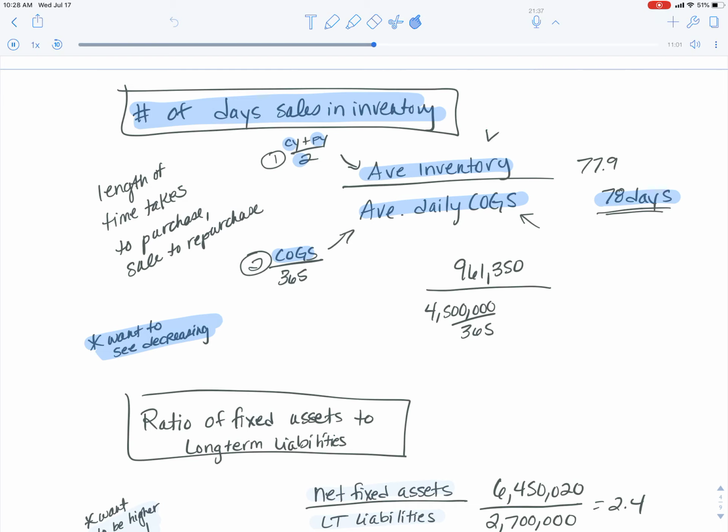So we want to be getting more efficient at this process or this cycle. And so we'd like to see this number decreasing. So as we look at this number over time, we would like to see 78 become 75, 72, 68. We'd want to see that number going down.